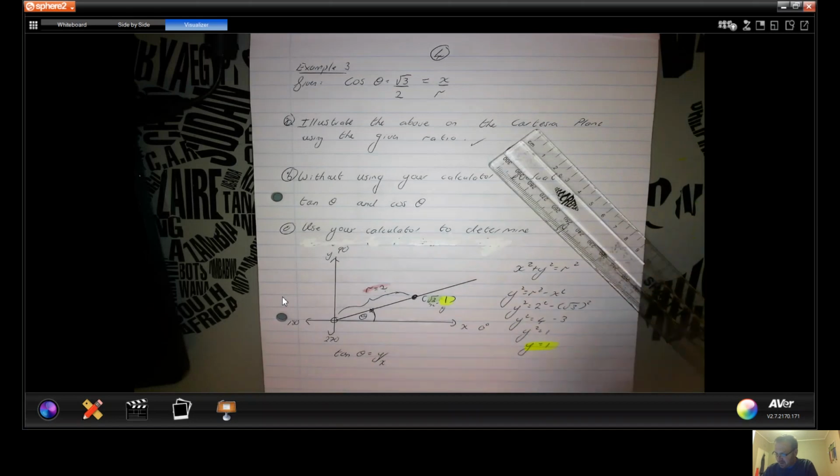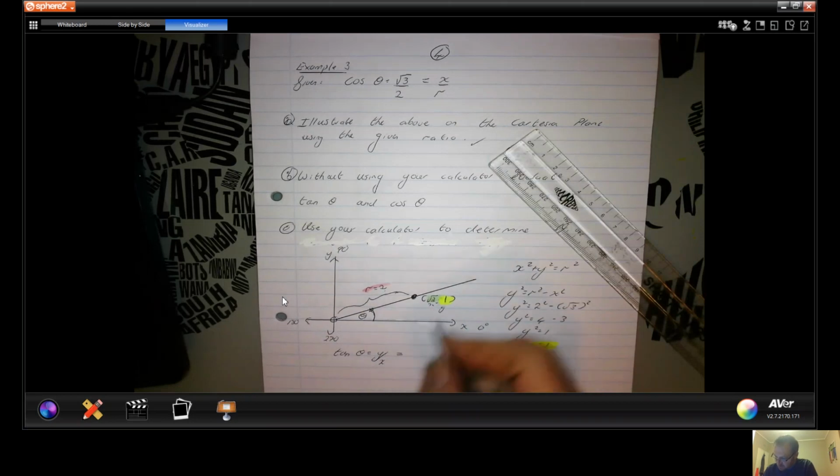So for this particular angle theta, we don't know the size of it. Tan is the ratio of the y-coordinate over the x-coordinate. So the y-coordinate is 1. The x-coordinate is root 3. So tan theta is equal to 1 over root 3.